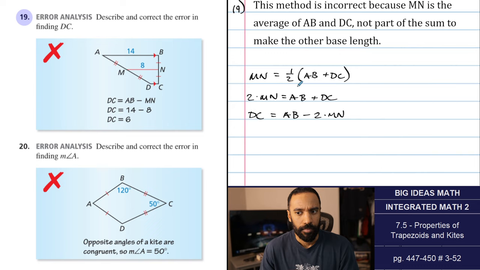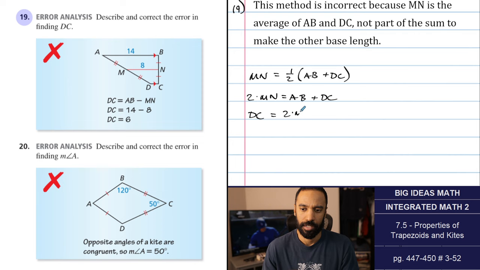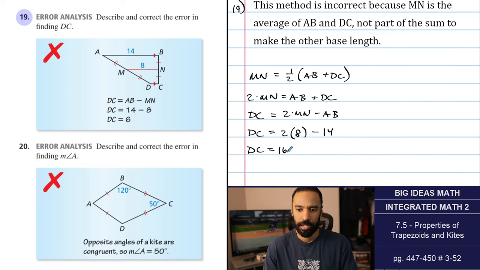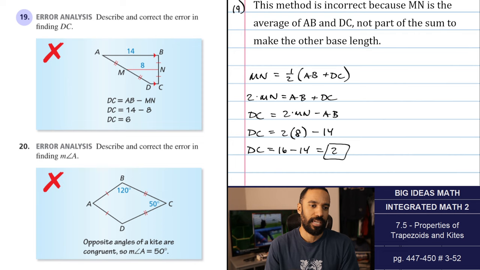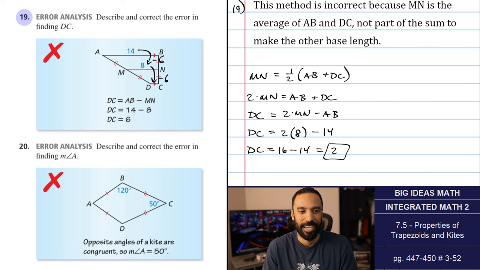No, I'm sorry, that's not right. It's 2 MN minus AB. So DC is going to be 2 eighths minus 14, which is 2. The 14 minus 6 is 8, and 8 minus 6 is 2 is another way that I do some of those. Okay, that's number 19.